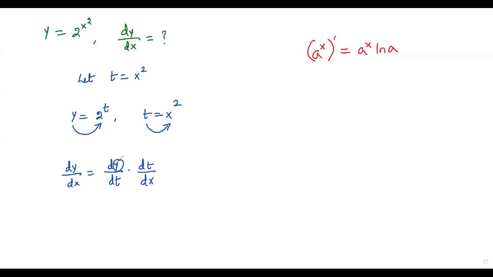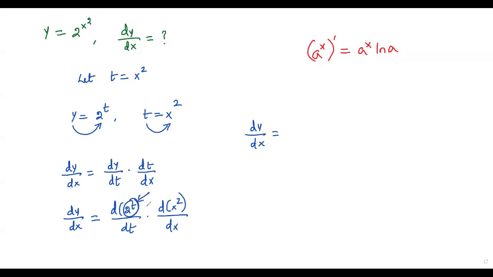Now we can replace y by the equivalent stuff, 2 to the tth power. So dy over dx equals d of 2 to the power t over dt, times d of x square over dx, plugging in x square for t. Just now we discussed that the derivative of a to the x power with respect to x is a to the x power times ln a. Here we have similar stuff, 2 to the tth power. We have to find its derivative with respect to t. It is 2 to the tth power times ln 2.